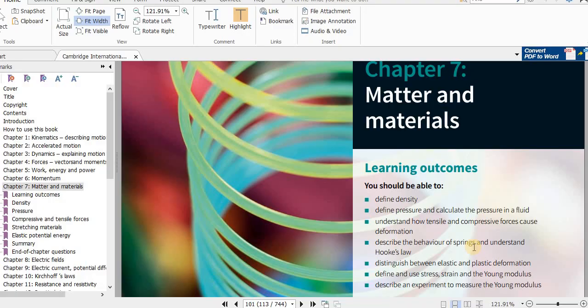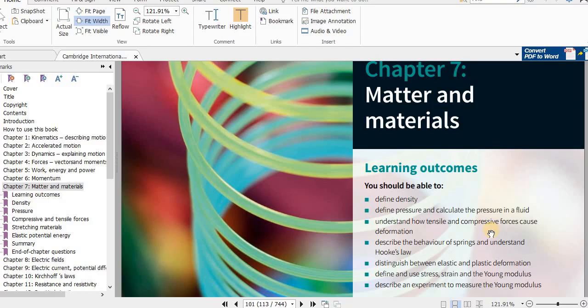In the O-level class also you would have learnt about Hooke's law. So we will see that again, and we will see it in a bit more detail. So we have tensile and compressive forces. Now if you have something like a rubber or a spring, for example, if you pull the spring from both sides, you are applying a tensile force. If you press the spring, that means you are applying a compressive force.